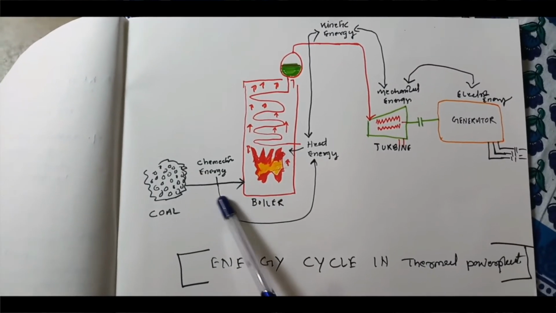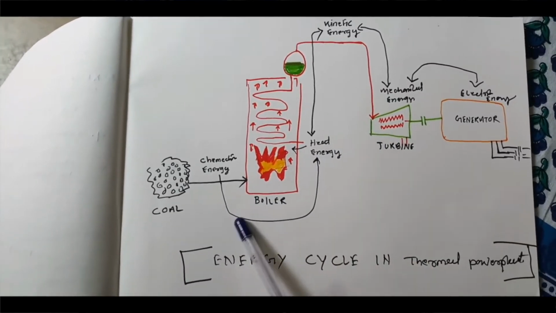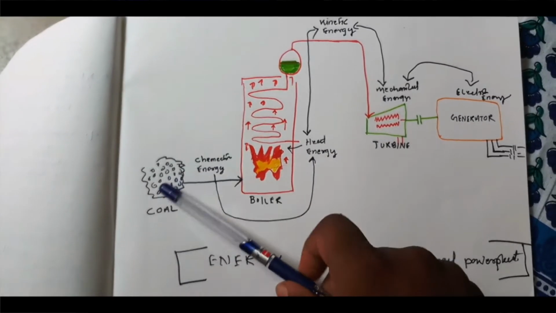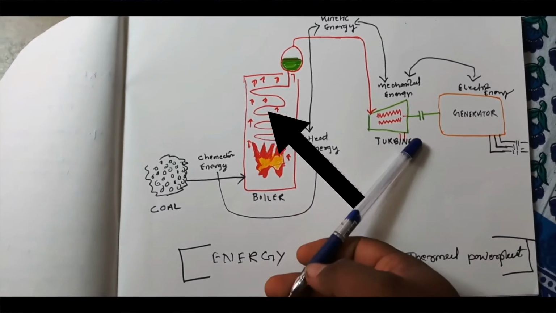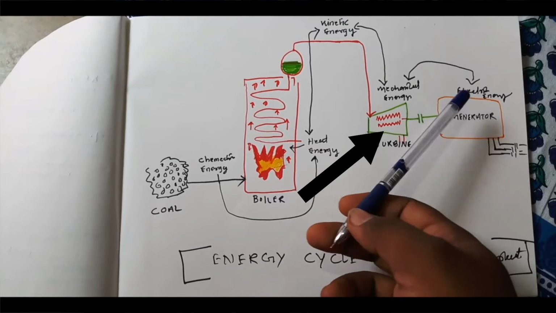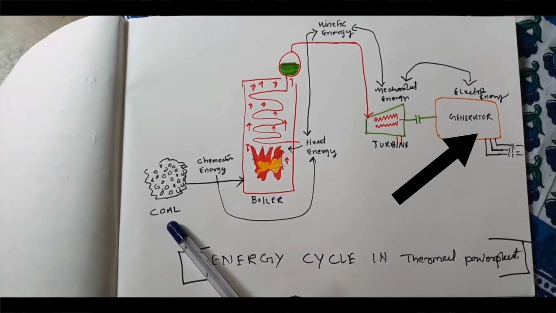Here I have drawn some components of a thermal power plant. This one is your fuel, this is your steam generator or boiler, this is your steam turbine, and this one is your generator. So let's start from the beginning.